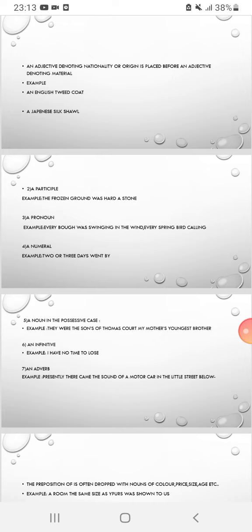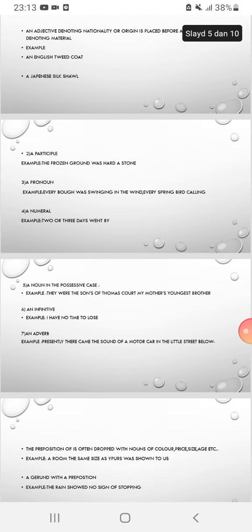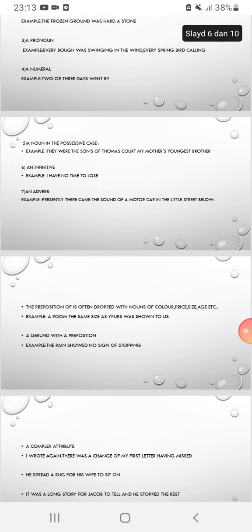An infinitive. An infinitive used as an attribute follows its head noun. Example: I have no time to lose. An adverb. Example: presently there came the sound of a motor car in the little street below. The preposition of is often dropped with nouns of color, price, size, age. Example: a room the same size as yours was shown to us. A gerund with a preposition. Example: the rain showed no sign of stopping.